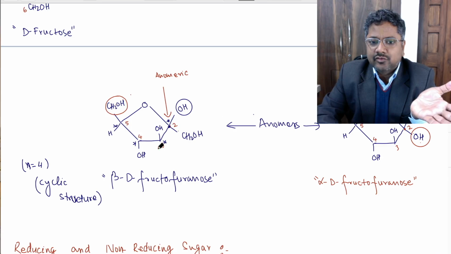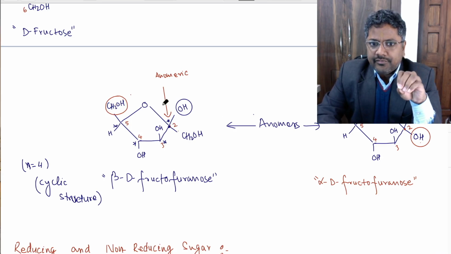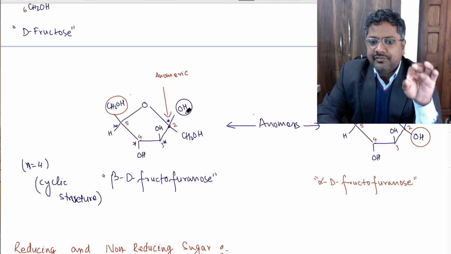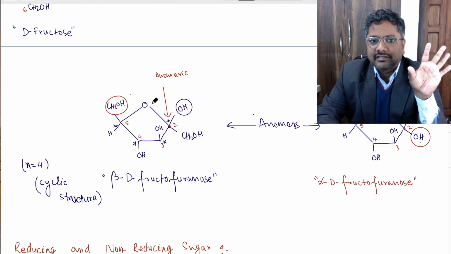Where is the keto group? Nothing. In the cyclic structure, there is no keto group. So if you have an anomeric carbon with the OH free in sugars, then this is reducing. Or one more thing you can say: which type of linking, which type of functional group is there? When one is an ether linkage and the other is OH, it is a hemiacetal.